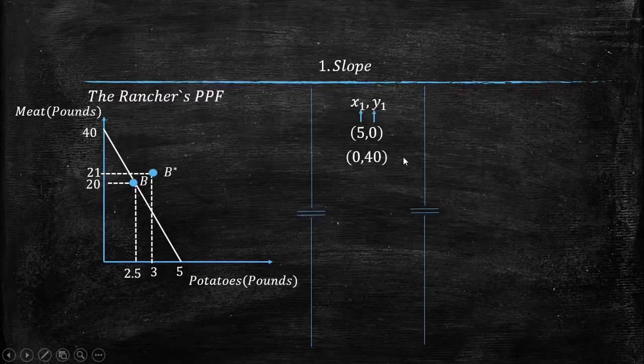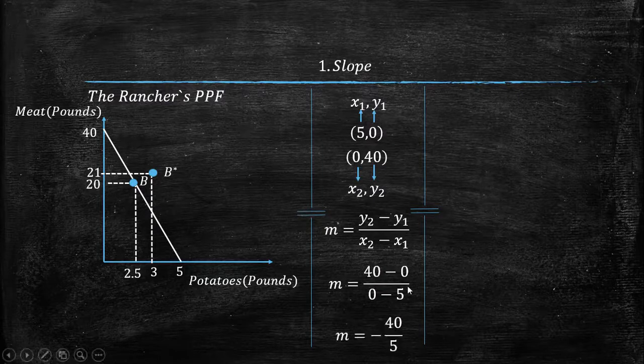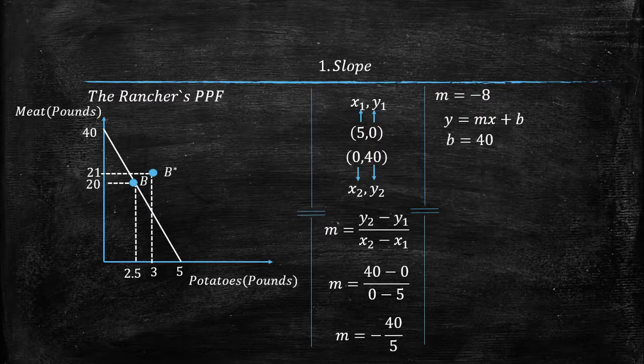So this one is x1 and y1, and this one is x2 and y2. This is the function of slope, which is the numerator, the change in y, and the denominator, the change in x. So we just replace our values, and we have that our slope is -8. After we have this equation, we know that when x is 0, the function is going to cut at 40. So we have b is 40. So now we have this equation, which is the equation of the production possibilities frontier.